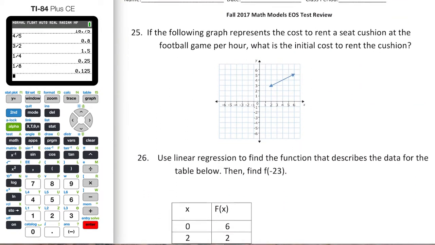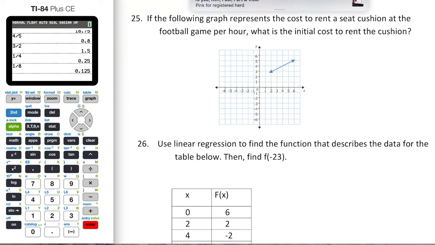All right. If the following graph represents the cost to rent a seat cushion at the football game, what is the initial cost to rent the cushion? So again, initial cost. It's your y-intercept. It's where x equals 0. So we're going to extend this line down. It looks like we are going to have an initial cost of $2.